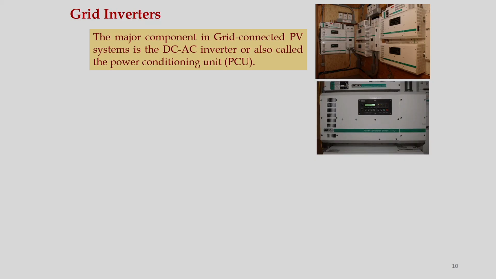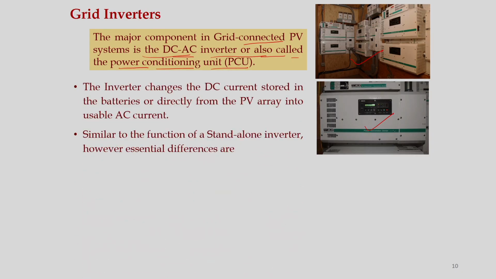Now, come to the inverter, which is one of the key components for functioning of a grid connected PV system. The major component in a grid connected PV system is the DC-AC inverter, also known as power conditioning unit or PCU. It looks something like this. These are photographs of the PCU. Already we know the function of an inverter: it converts direct current to alternating current.